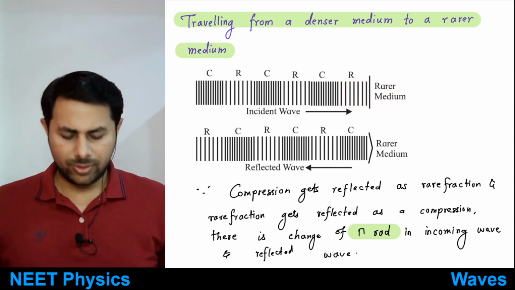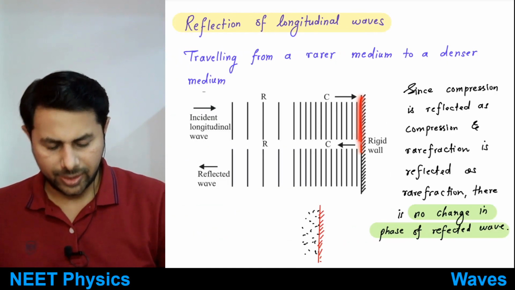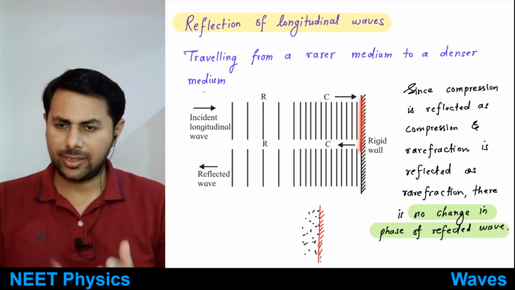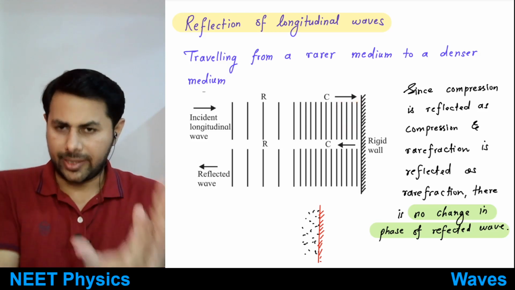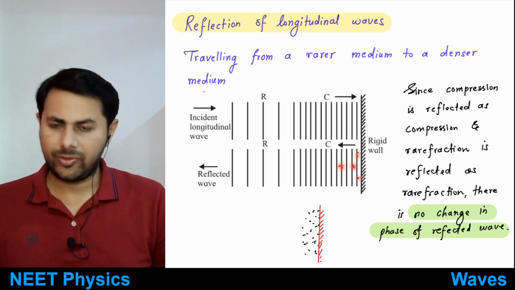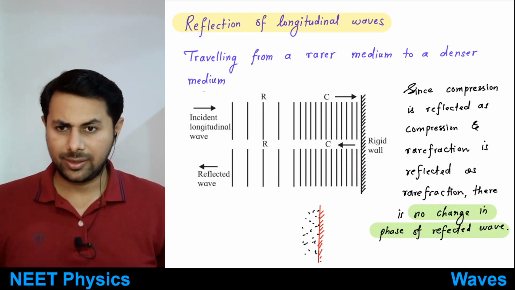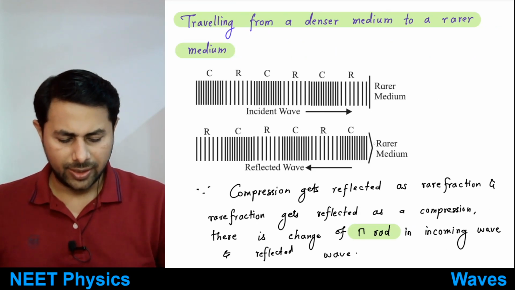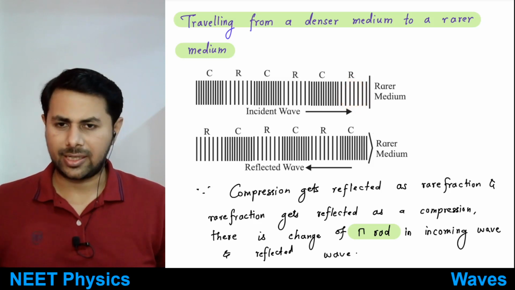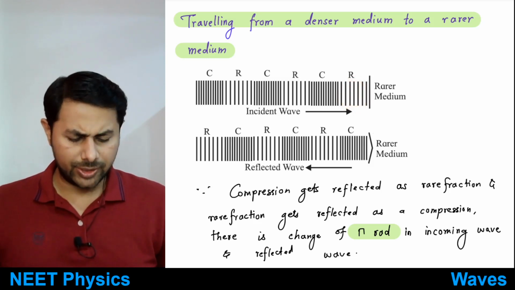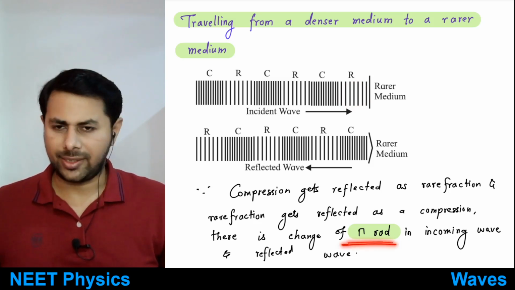Okay, so here you need to remember, if it is a denser medium, then what happens? These particles exert force on the denser medium, and therefore the denser medium will also exert a force on these particles, so they are compressed back. A rarer medium can't do that. Okay, and that's why you can say the compression gets reflected as rarefaction and rarefaction gets reflected as a compression. So there is a phase shift. This is opposite to what we have seen in case of transverse waves. So there is a phase shift of pi radians.